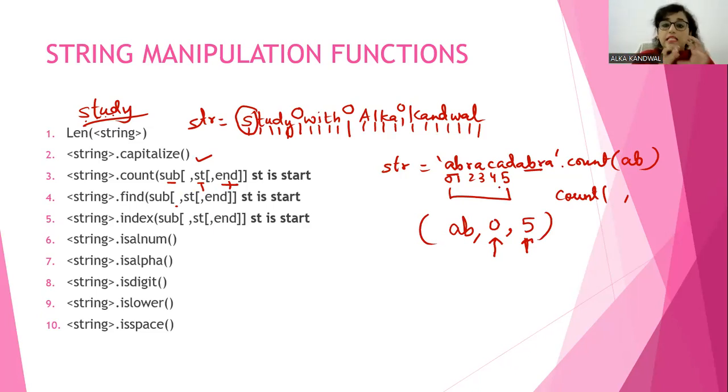So we have given the starting string and the end string. So here it is ab, then it will count as 1, because one time it's occurring in that particular range. So we can count the particular substring without the range also, and in a particular range as well. So that is the count function. Fine. So moving ahead, let us find it. Now let us see what is the find function.